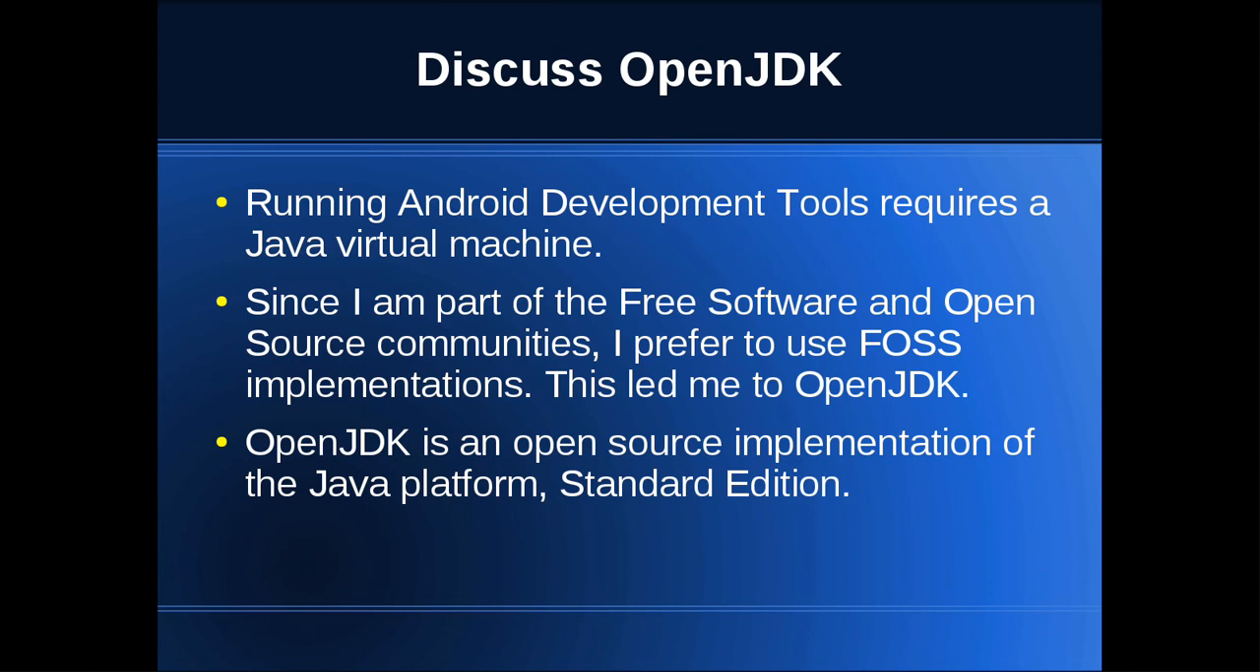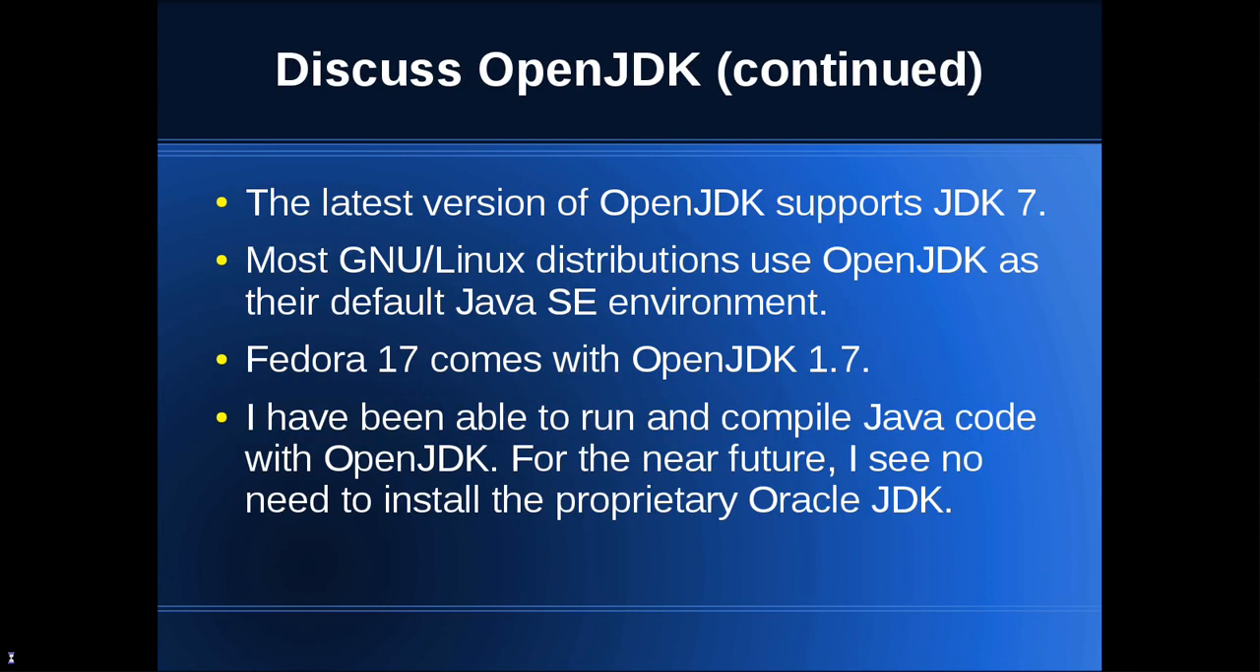Since I'm from the open source, FOSS free software communities, this naturally led me to OpenJDK. Because I'm a GNU/Linux user, most GNU/Linux distributions come with a version of OpenJDK installed. So the preferred method for doing Java programming on almost any GNU/Linux distribution is to use OpenJDK. OpenJDK is an open source implementation of the Java Platform Standard Edition, which is released pretty much under a GPL license.